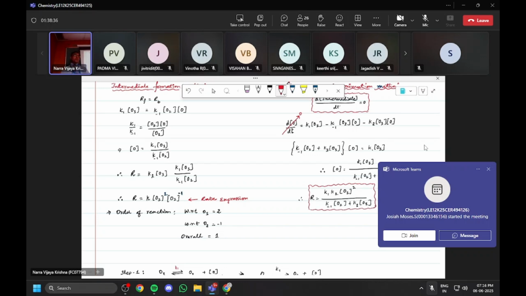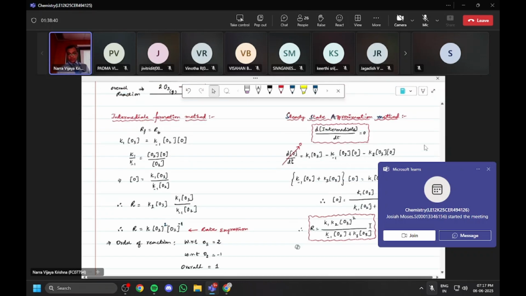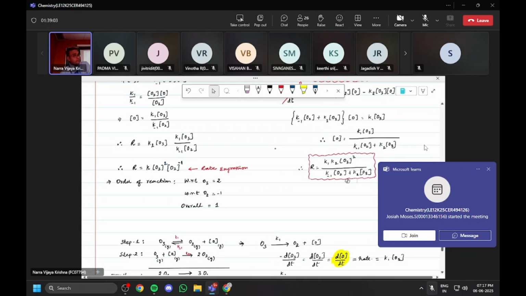Now here I am applying different conditions. Wait, not K3, man. I wrote this as K3, yeah. I have to write this as K2. I'm writing this as K2. Here also I'm writing K2. Done? Right? Now, here I'm applying one condition.